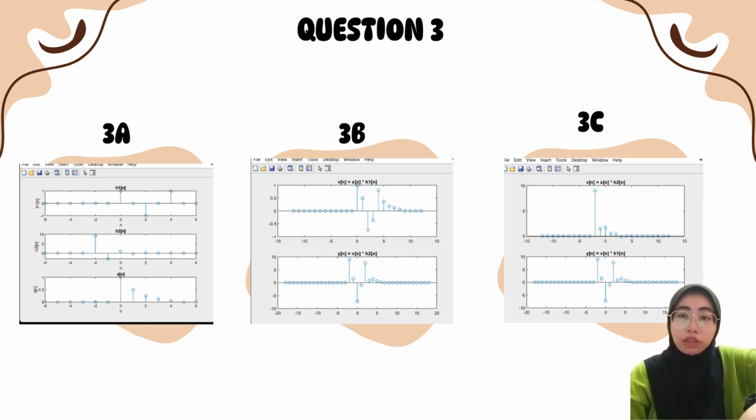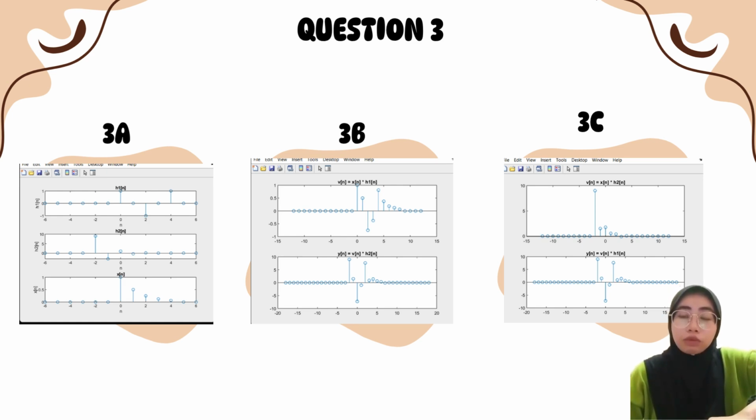Here's the breakdown. h1[n] is a combination of shifted delta functions. h2[n] uses the unit step and a scaling factor. x[n] is a ramp signal multiplied by a rectangular window from n equal to 0 to n equal to 4. Using MATLAB stem and subplot functions, we visualize all 3 signals in a single figure with proper labeling. As you can see, we get clean plots of all 3 signals over the specified range.